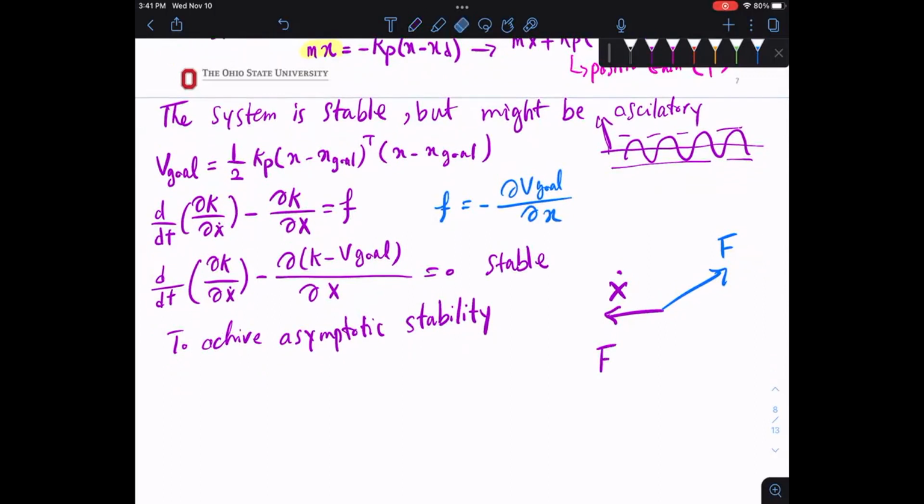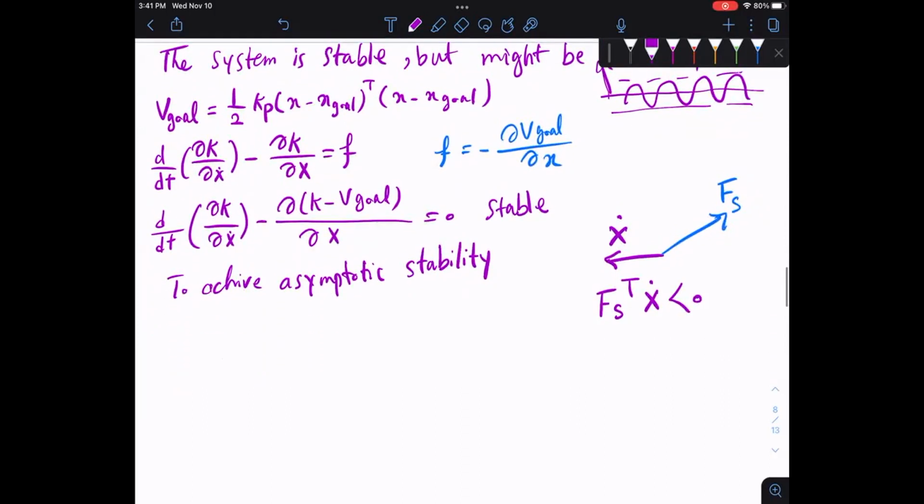Instead of f of s, I'm just going to write fs. So fs transpose x dot is to be less than 0 when x dot is not 0. So fs, I can define as negative kv x dot, when kv is positive. Basically, whatever x dot is, I'm making sure that I'm scaling it in a negative direction, so it will stop. Does that make sense?